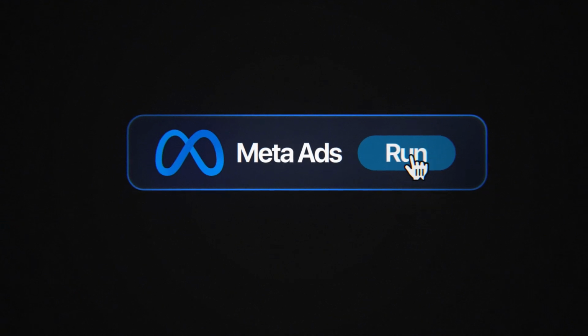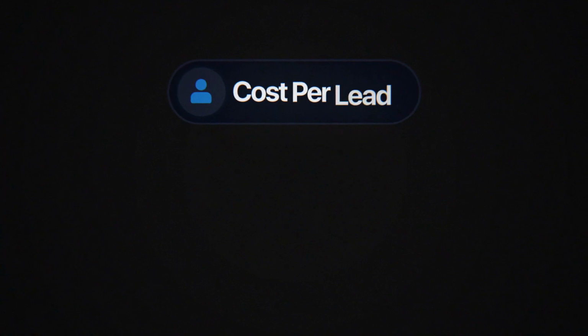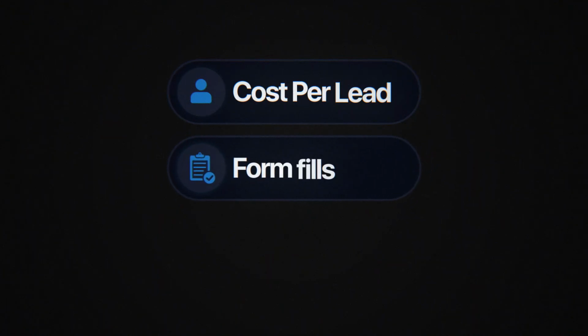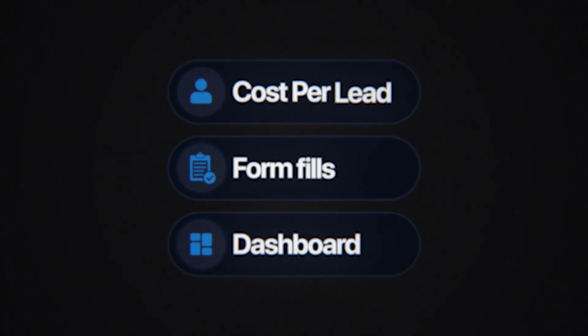If you're running Meta ads for lead generation right now, I need you to hear this. Your cost per lead is lying to you. Your form fills are lying to you. Your dashboard is lying to you. And it's not because Meta's broken, but because the definition of a lead has quietly shifted under every agency owner in this space and almost nobody noticed it.